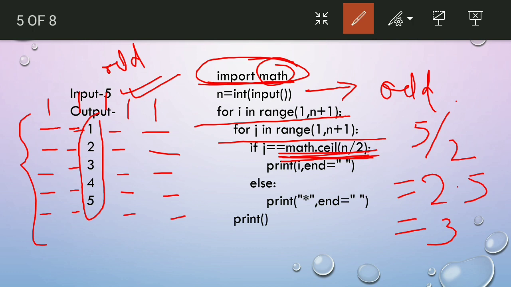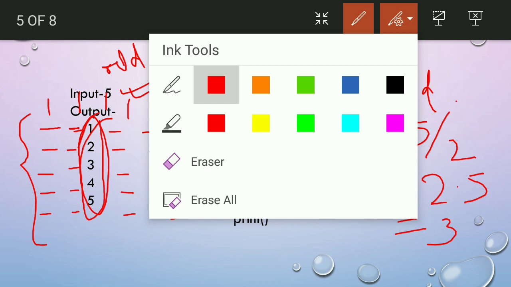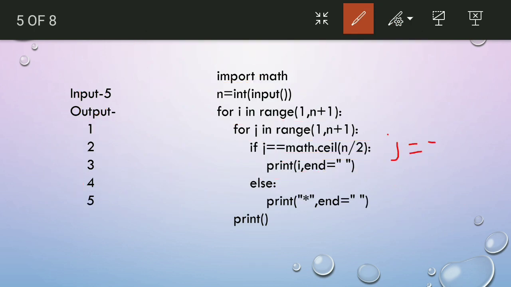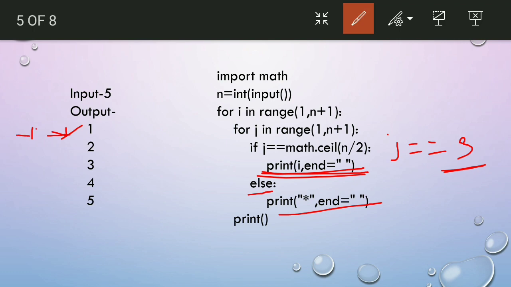So if j is equal to 3, meaning if the column is equal to 3, then we are printing the value of i. Because half of 5 is 2.5 and doing the ceil we got 3. If the j value is 3, then we are printing the i, else we are printing this star. So here either you can print this star or you can print the space as well.